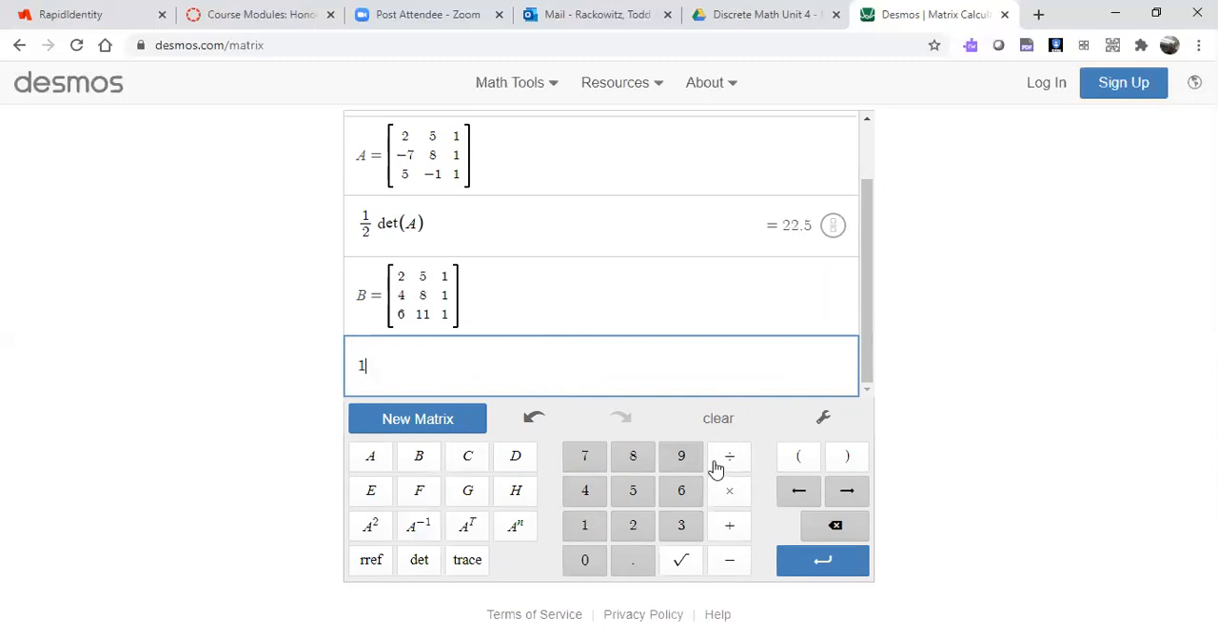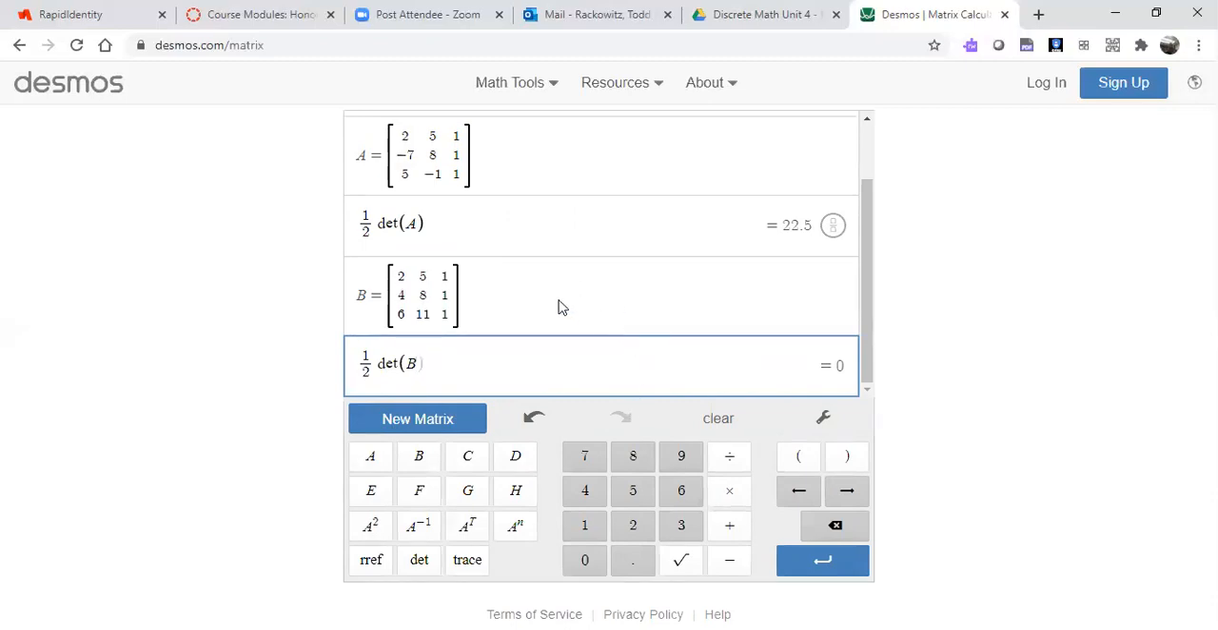So 1/2 of the determinant of B, and you see, you get 0 because those 3 points are in a straight line. They don't make a triangle at all. So this could also be used as a way to check, are 3 points collinear, right? If 3 points are in a straight line, you don't even need the 1/2. If the determinant was 0, then the points are in a straight line.